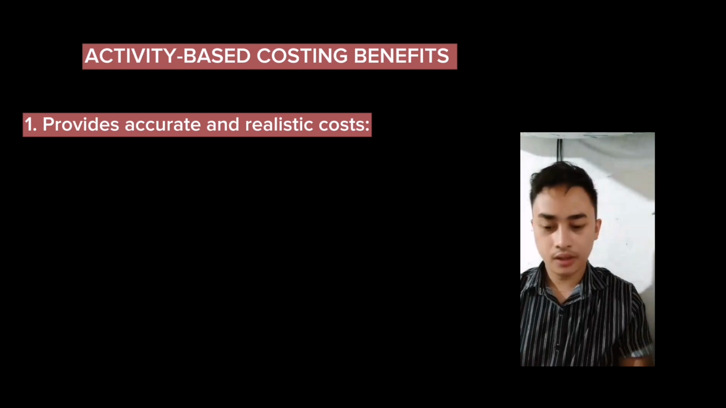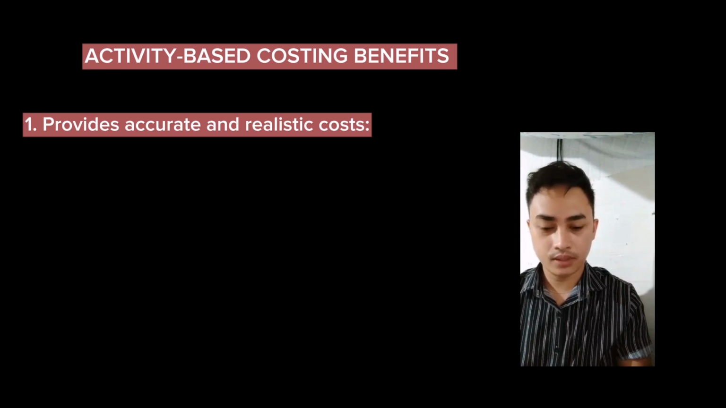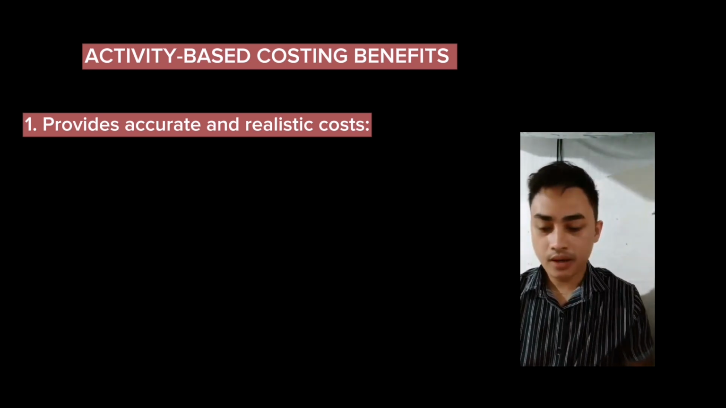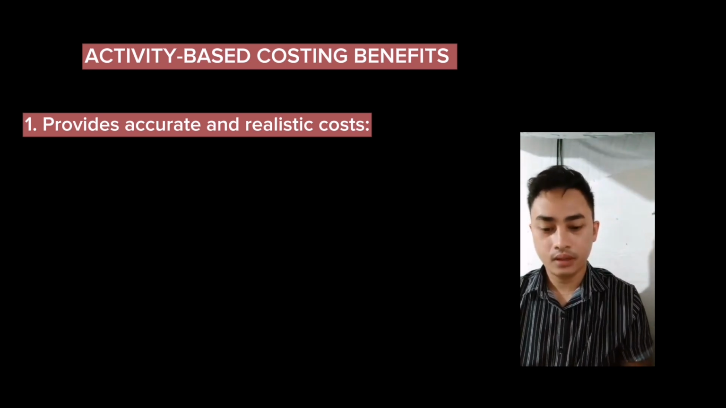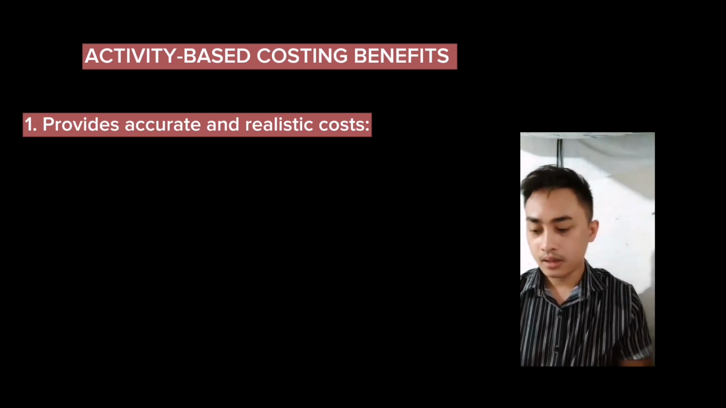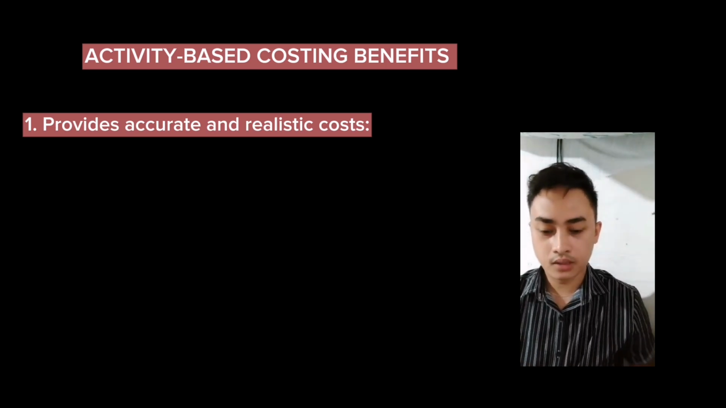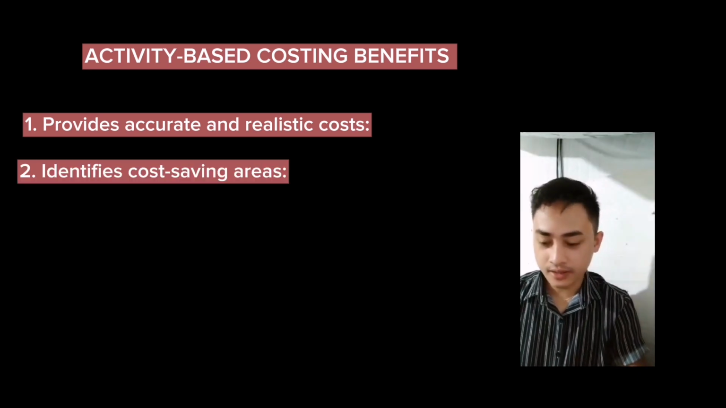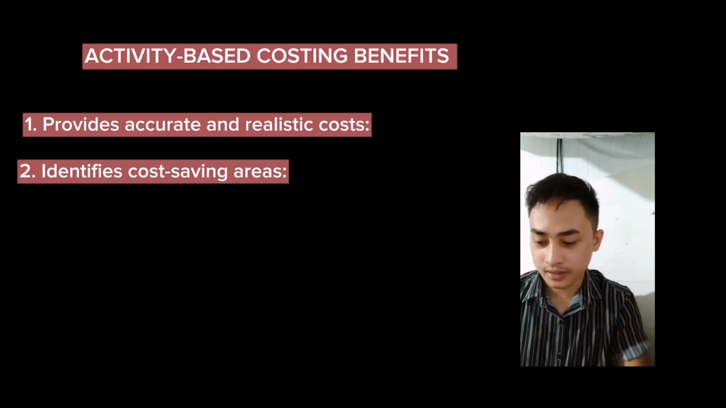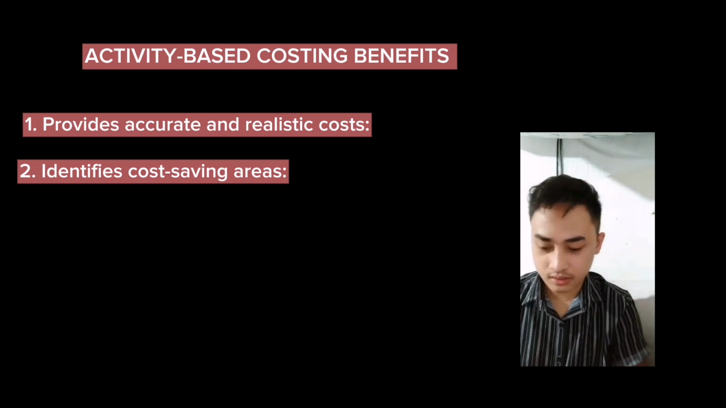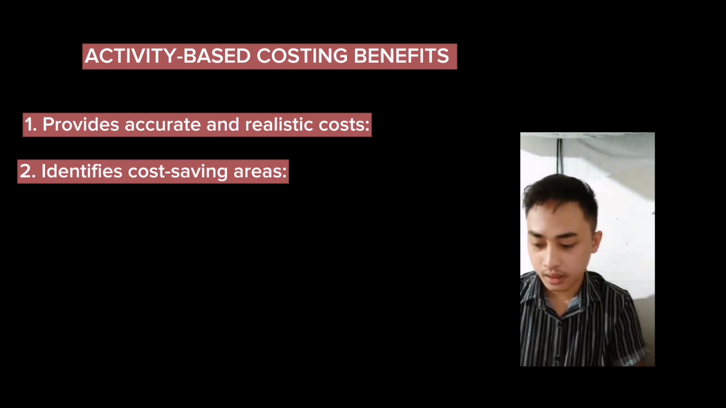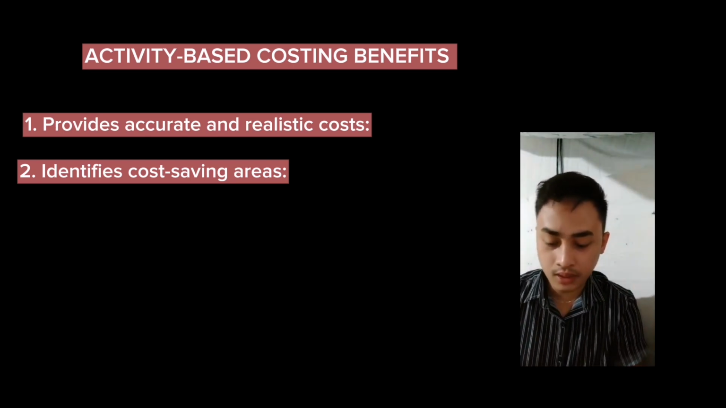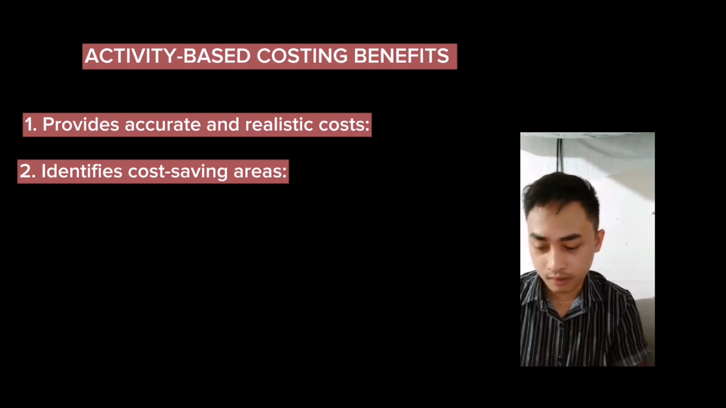By separating overhead cost into various cost pools, activity-based costing provides superior insights into cost drivers and it is a better reflection of the actual cost involved in producing a product. It also identifies the cost saving areas. So by allocating cost to specific products, the ABC method flags areas where cost may be disproportionately high due to process inefficiency.